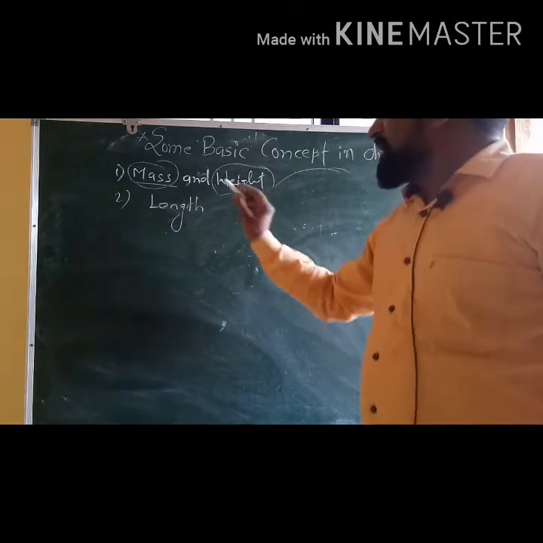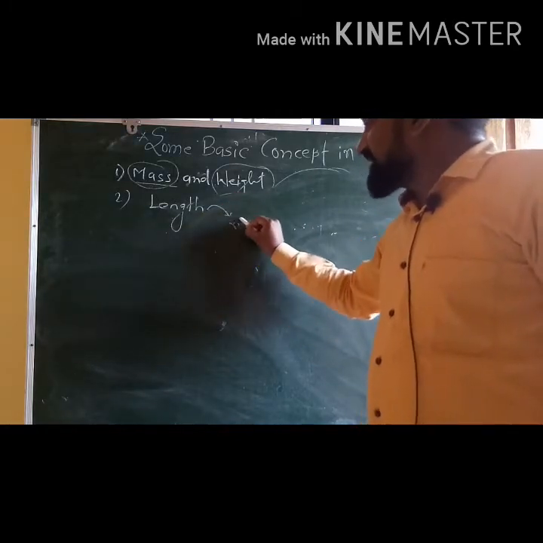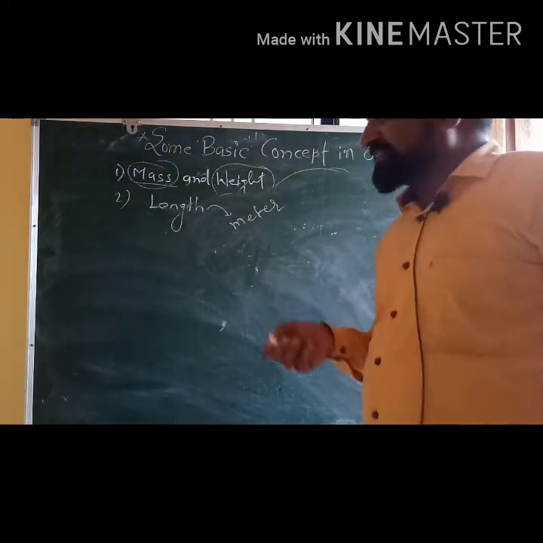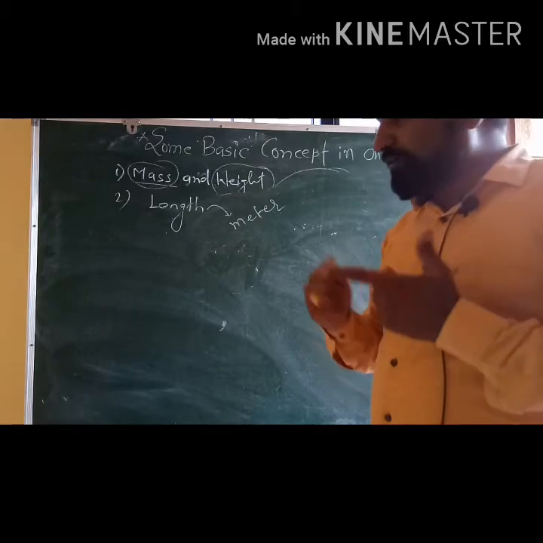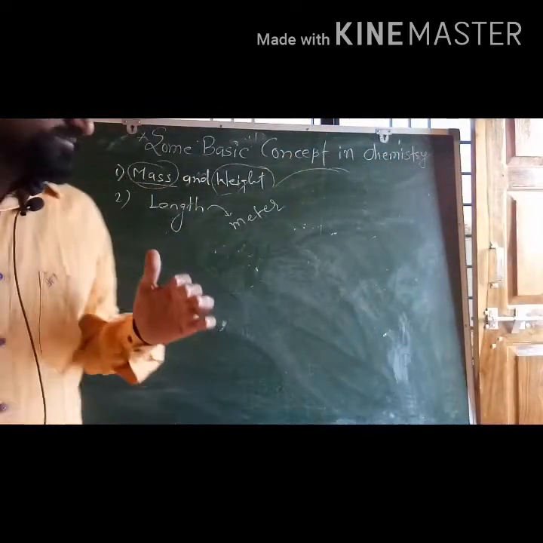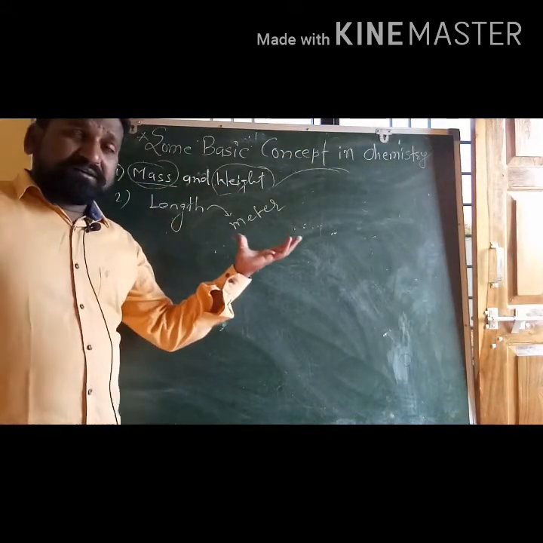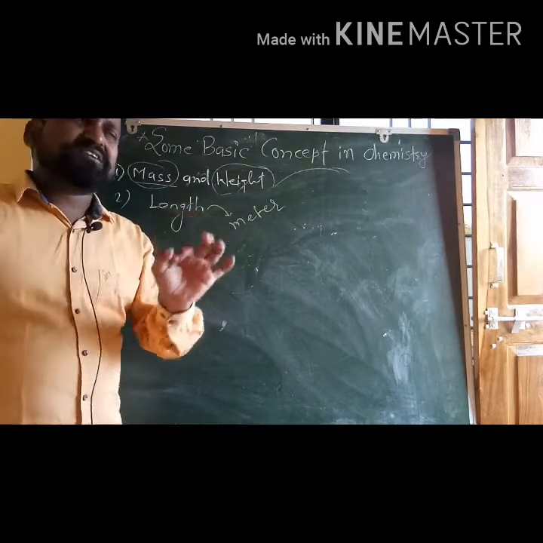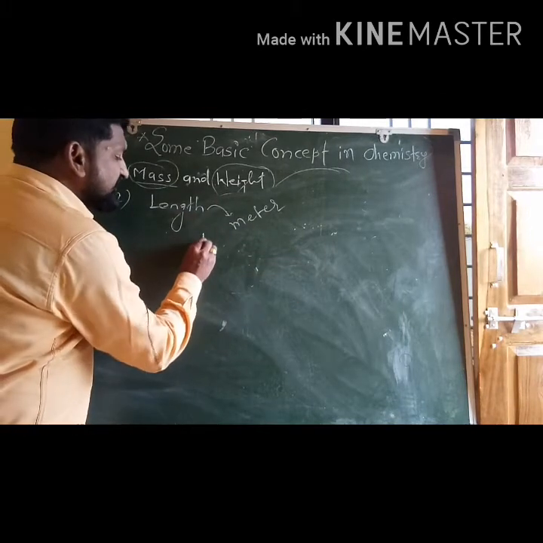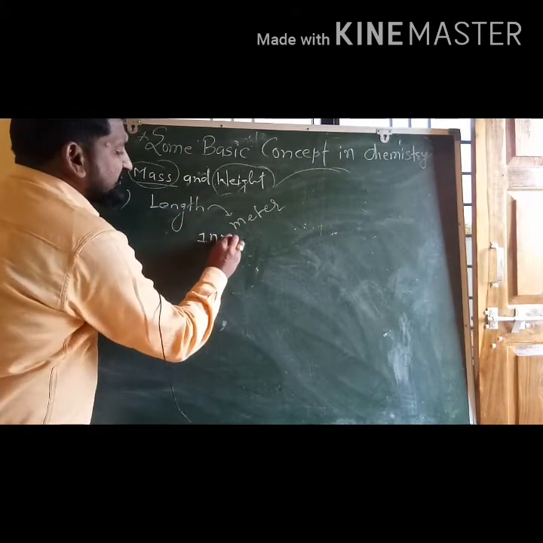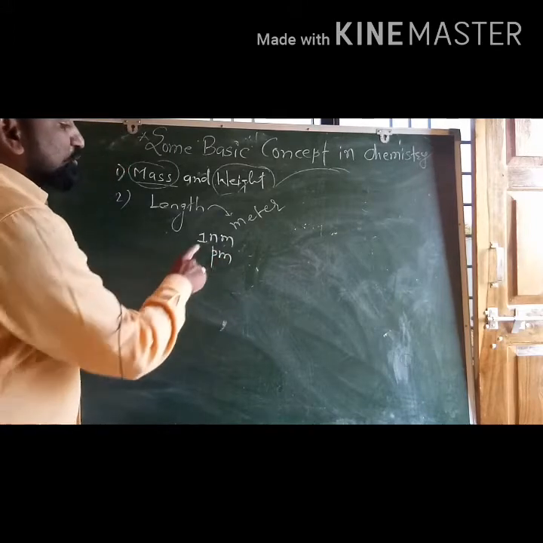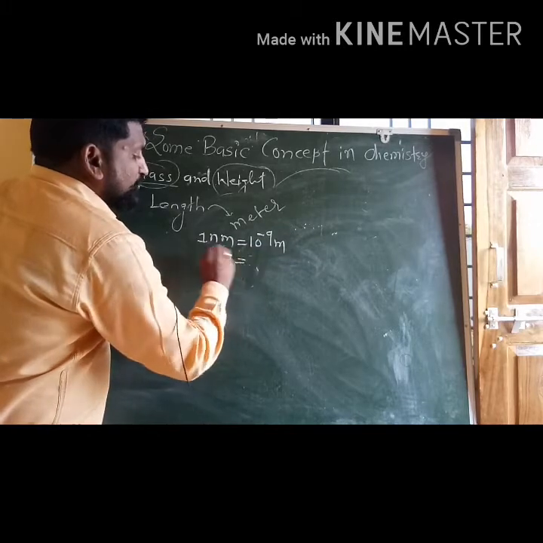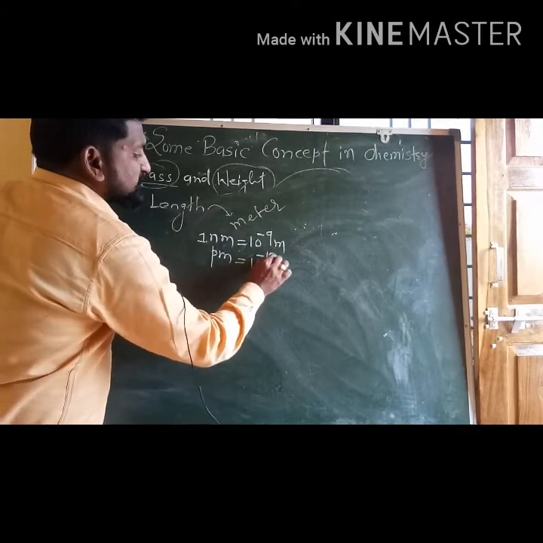Length is generally measured in the meter. But for atomic radii, ionic radii, bond length or wavelength of the electromagnetic radiation, it is very fractional. In that case, we measure them in terms of a nanometer or a picometer. So 1 nanometer is equal to 10 to the power minus 9 meter. 1 picometer is equal to 10 to the power minus 12 meter.